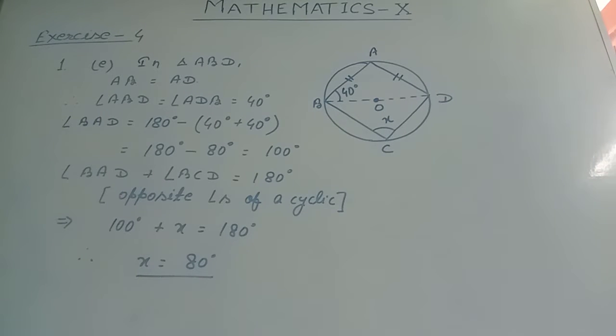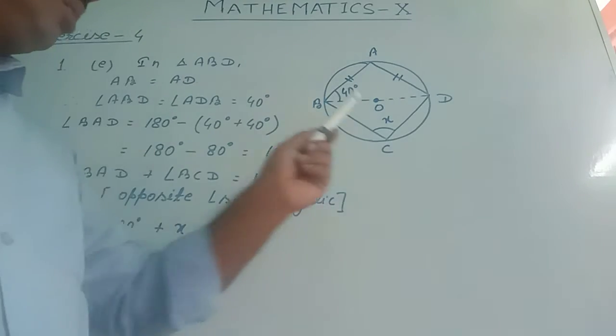In this period of mathematics, you have seen the explanation of cyclic properties of circle. You saw a few theorems, and now we are solving the questions of exercise 4. In question number 1E, this figure is given and we are asked to find out this value.